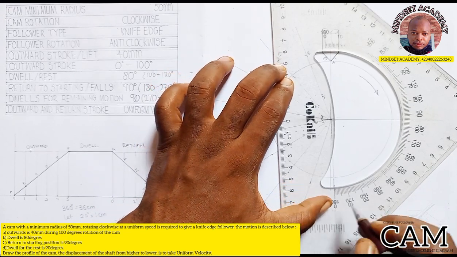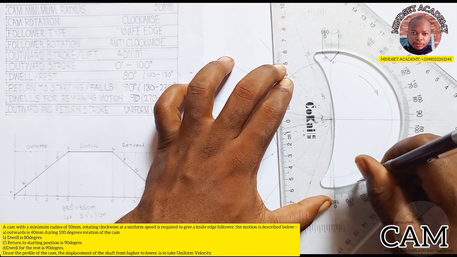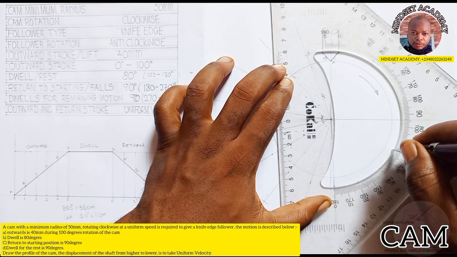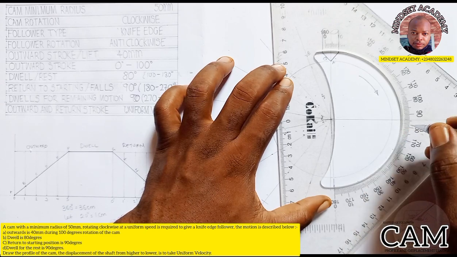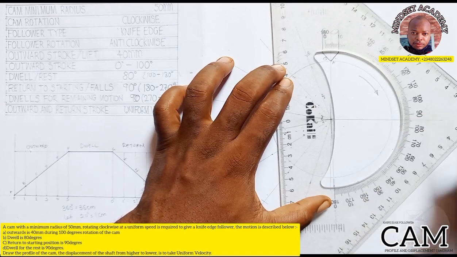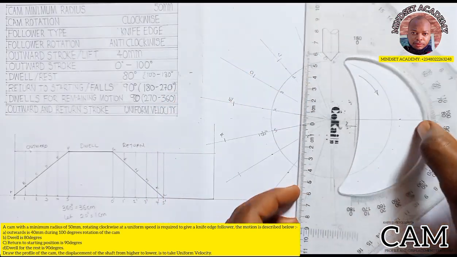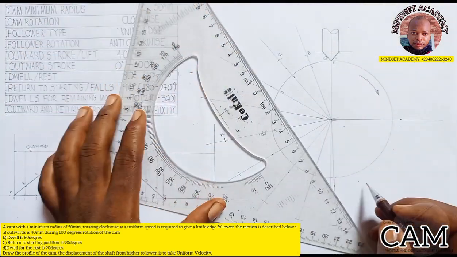So from 0, 20, 40, 60, 80, then 90. This is where it ends. So I'll just draw my line across those points.